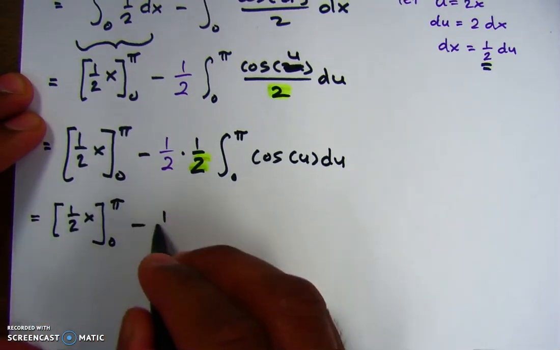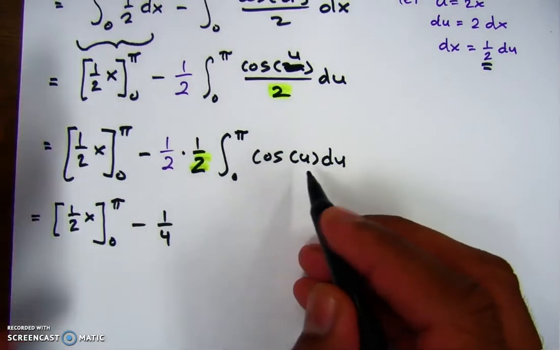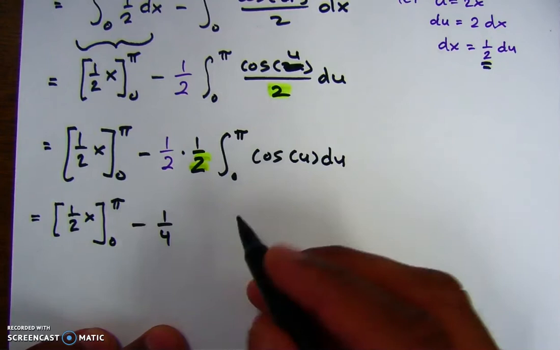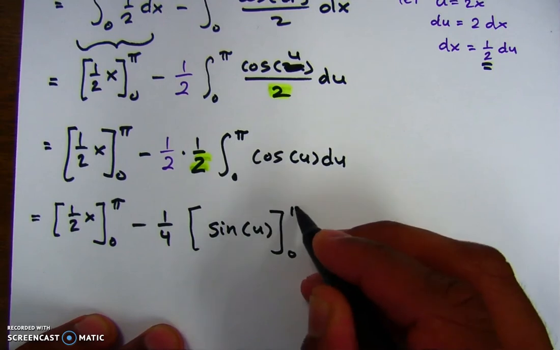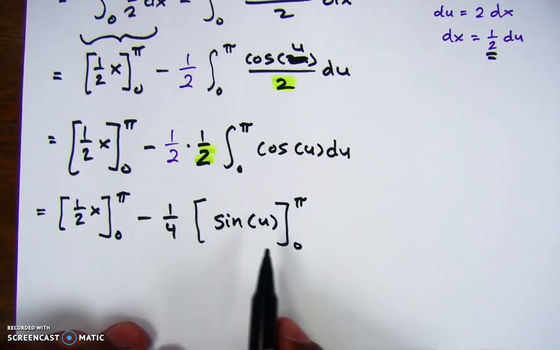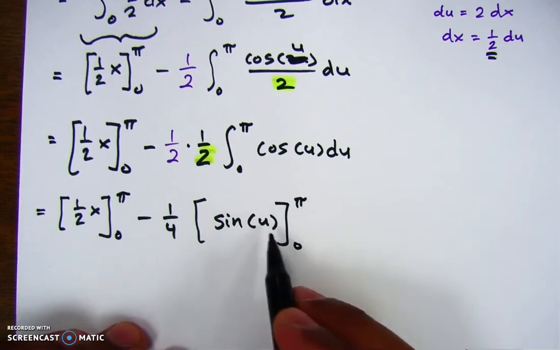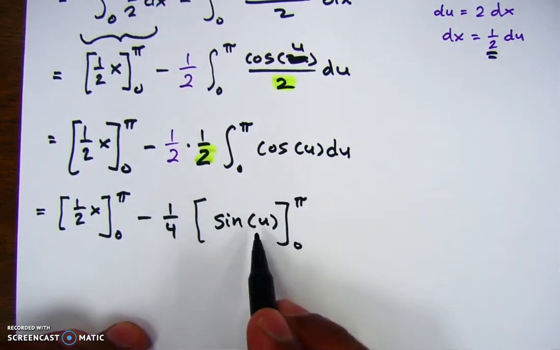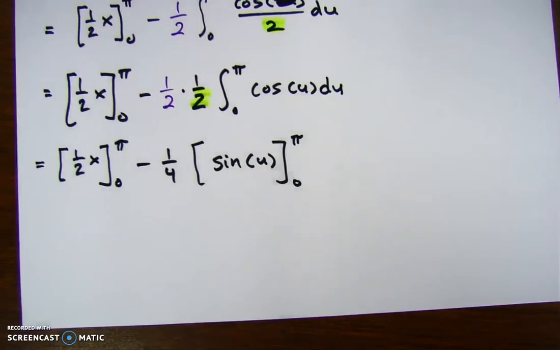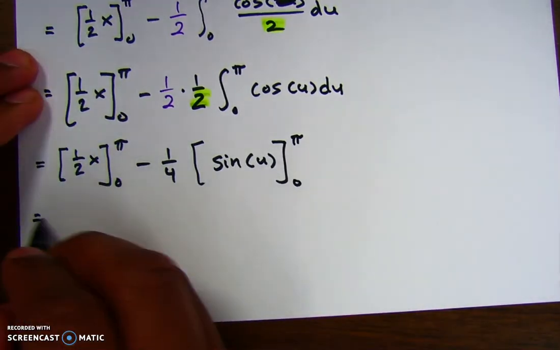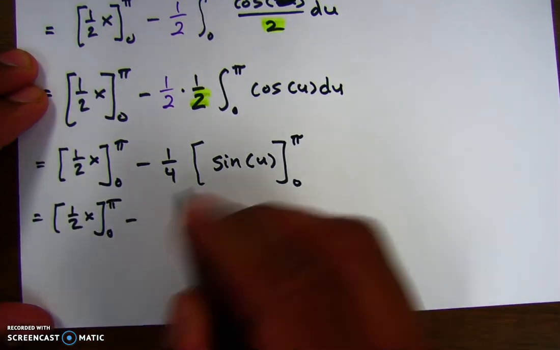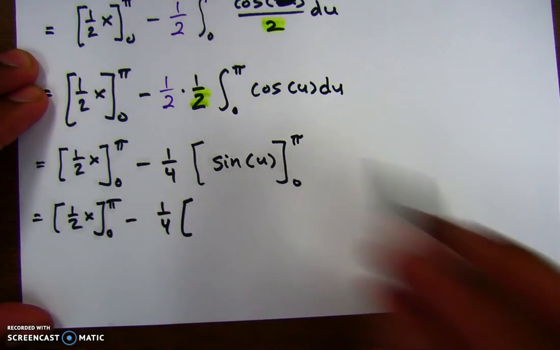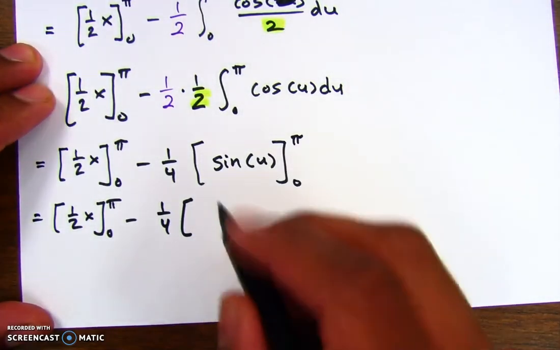So what we have is 1/4. And now the cosine, the integral of cosine is just sine. And remember, we have a problem here. We have limits that are x values, and the function in terms of u. I'm not going to change the limits. I'm going to change my function back in terms of x to get 1/2 x from 0 to pi. Sine of u is just sine of 2x.